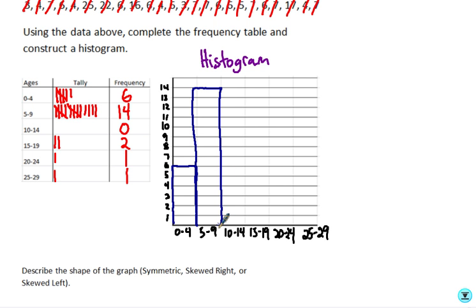Now I just said there's no gaps. Now the difference here is that for 10 to 14 there actually is no one there that's from 10 to 14 years old, so we're going to skip that. 15 to 19, that was 2 people. And then 20 through 24, that was 1 person. And then 25 through 29, that was also 1 person as well.